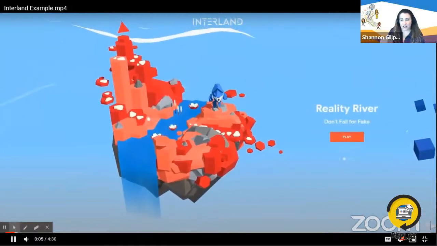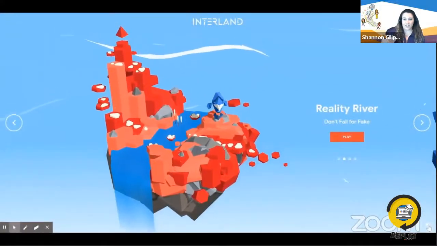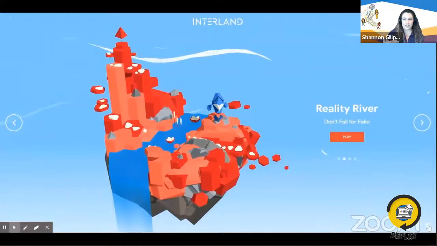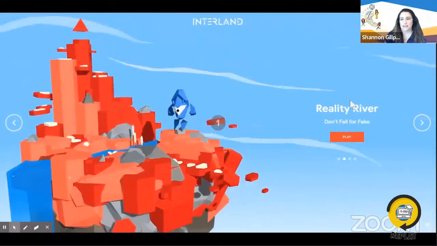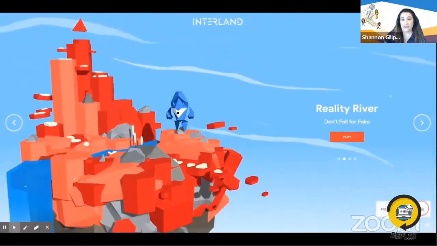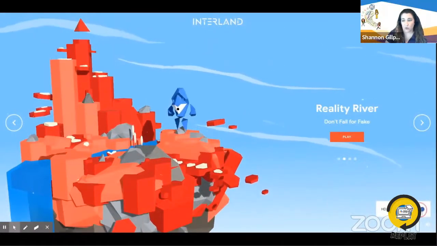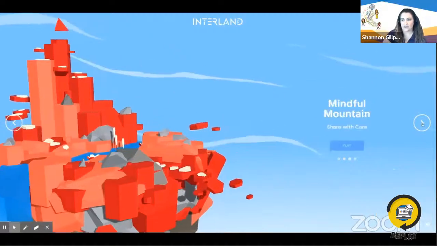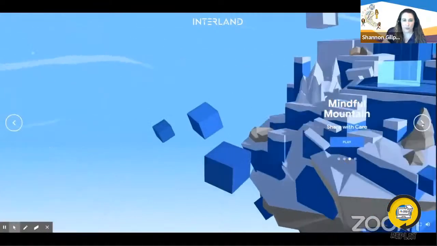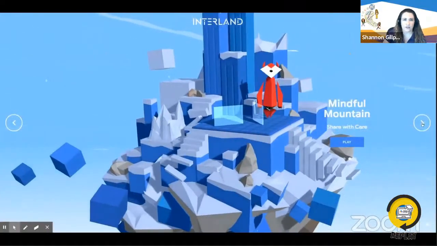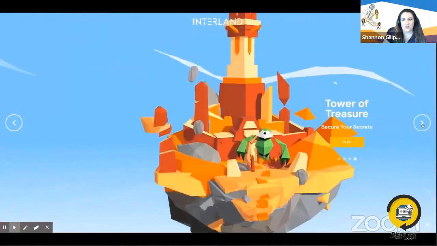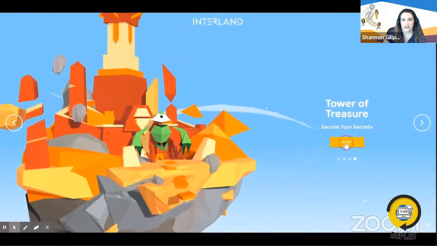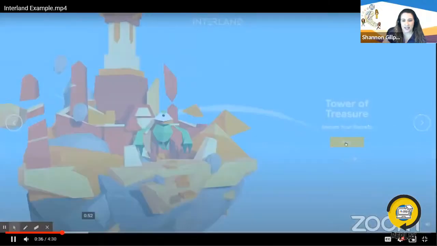So like I mentioned, you're gonna come in and you'll have the chance to go to one of four different lands. And you can start in whatever land that you want. So all of them are there. If you're having an issue with it moving slow, you can go down to the settings and turn off the HD graphics like you see here in this video. And that will help the game work faster. So Mindful Mountain, we're gonna go into Tower of Treasure. Give you a little sneak peek as to what this looks like.